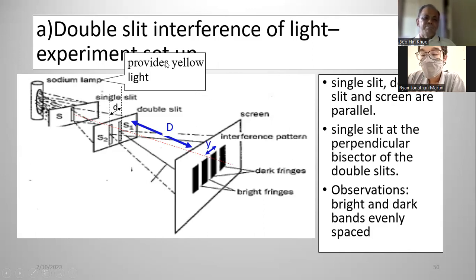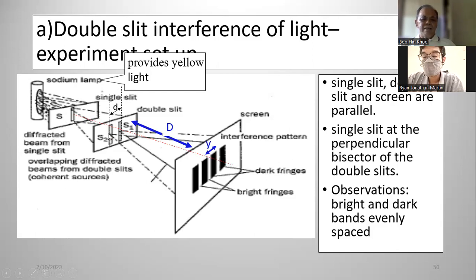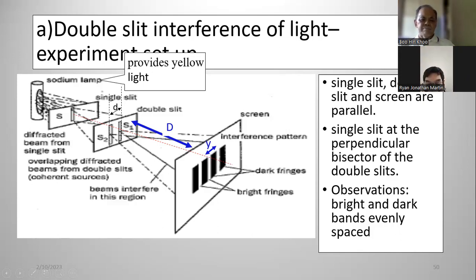Okay, sodium lamp, so y is the yellow light, and it's diffracted by a single slit. The waves from the single slit are from the same wavefront. They interfere in this region of interference. This is the diffraction from S1, and this is the diffraction from S2. So that's the region of interference, which means you can only find the bright and dark bands in this region, not outside here. Outside here there is no more interference.